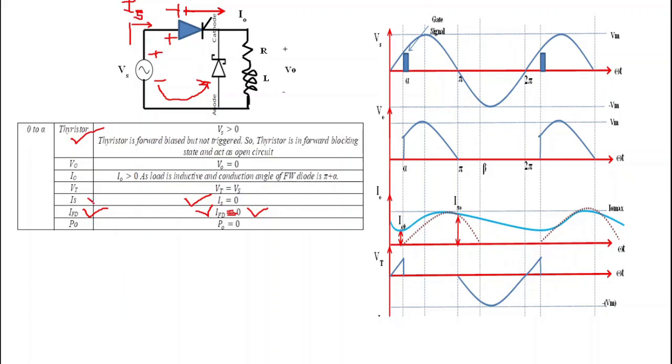So now what is the drop across the thyristor? When this thyristor is open circuited, the source voltage Vs will appear across this thyristor. That's why the drop across the thyristor is equal to the source voltage Vs. Or we can say that this portion of source voltage Vs in this waveform will appear across this thyristor.